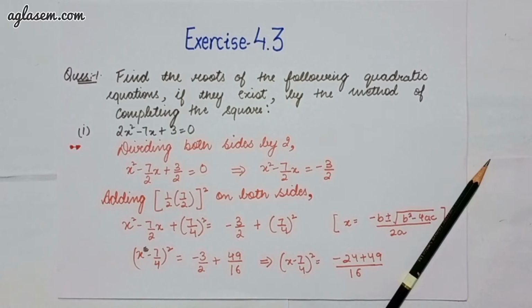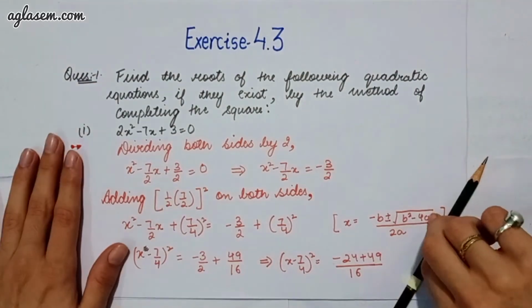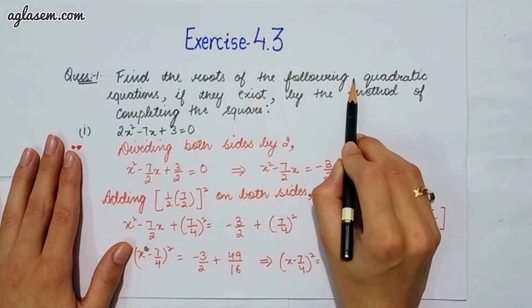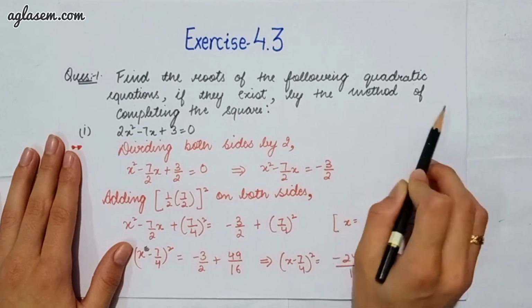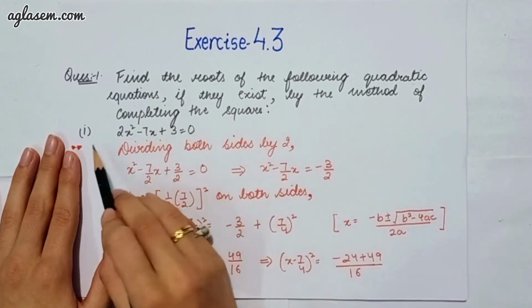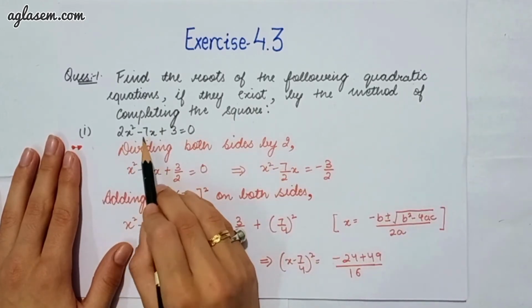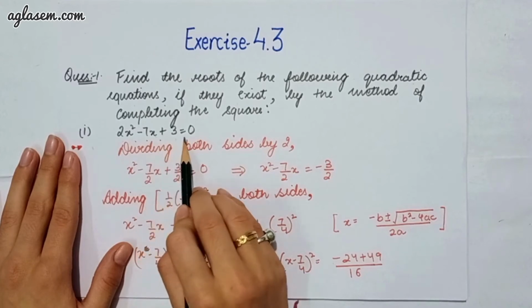Today we will be covering chapter 4, that is Quadratic Equations. Starting with the third exercise, that is 4.3, our first question says, find the roots of the following quadratic equations if they exist by the method of completing the square. Part 1 says 2x² − 7x + 3 = 0.